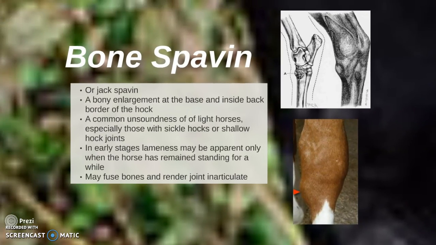Bone spavin, or jack spavin. This is a bony enlargement at the base and inside back border of the hock. A common unsoundness of light horses, especially those with sickle hocks or shallow hock joints. In early stages, lameness may be apparent only when the horse has remained standing for a while. The bones may fuse and render the joint inarticulate, or unable to move.